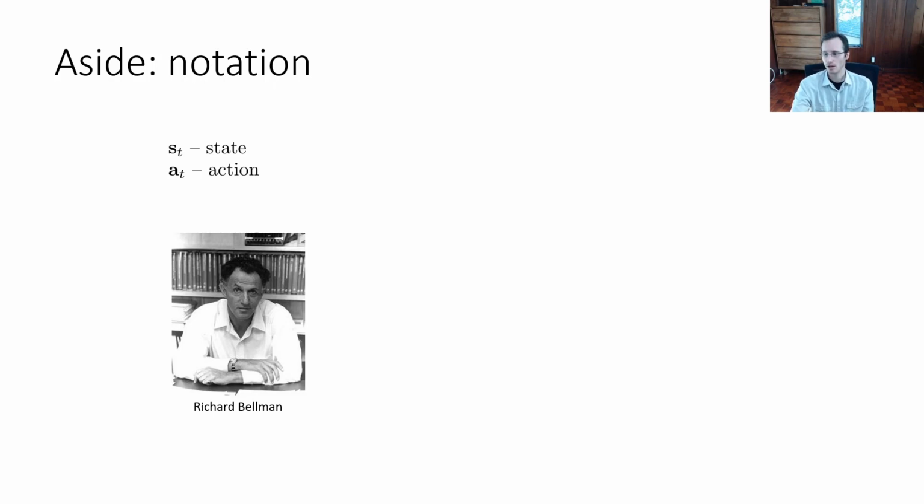Those of you that have more of a controls or robotics background might be familiar with a different notation, which means exactly the same thing. So if you've seen the symbol X used to denote state, such as a configuration of a robot or a controlled system, and the symbol U to denote the action, don't be concerned, it means exactly the same thing. This kind of notation is more commonly used in controls.